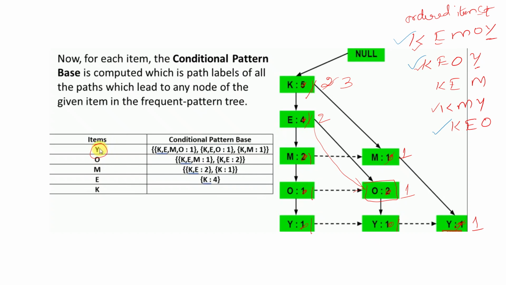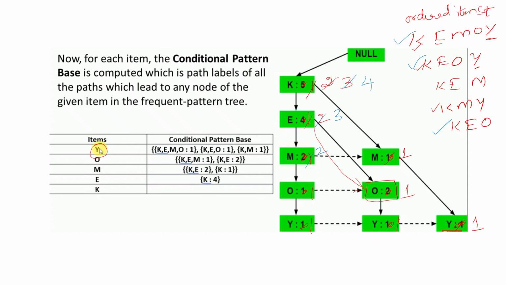So KEMOY. K is already there, so increase it by 1, so 4. And E, increase it by 1, it is 3. And M, increase it by 1, so it will become 2. And O, we have O here, so O is already present. So this is the way to reach this O.